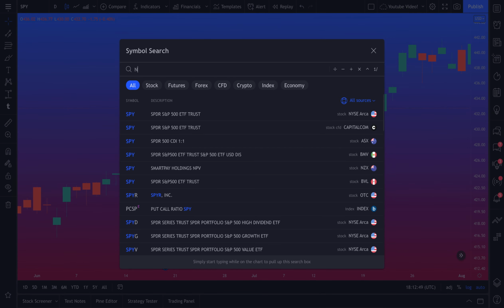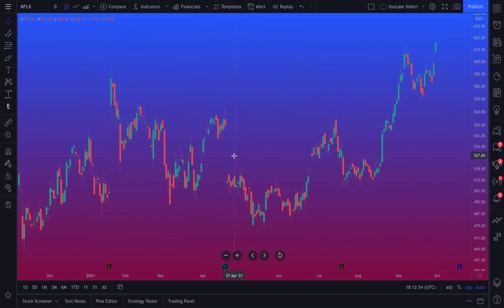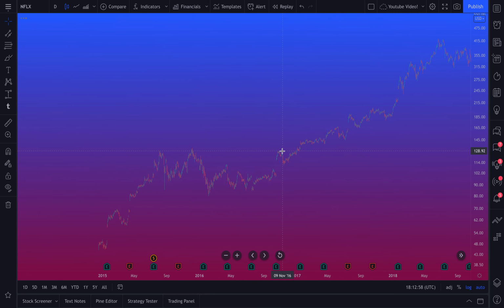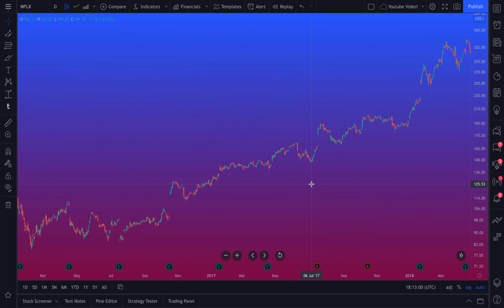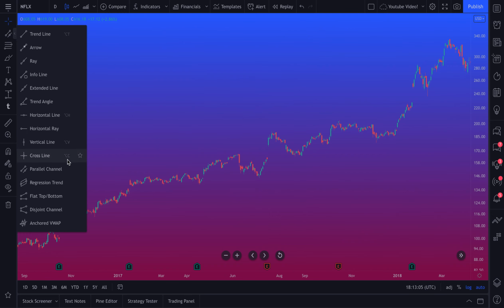We can do this with so many different assets. We can even go to Netflix, for example, and let's really zoom out here with Netflix. Let's see what's a time in history when Netflix was in a channel. You can actually just see here it was in a very interesting channel. And let's talk about some more channel tools.